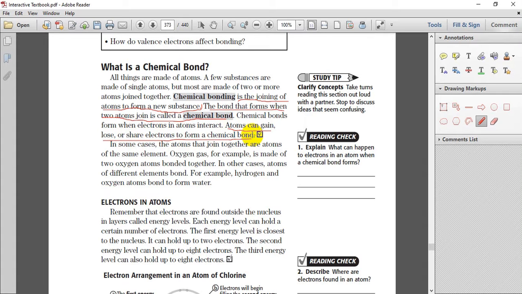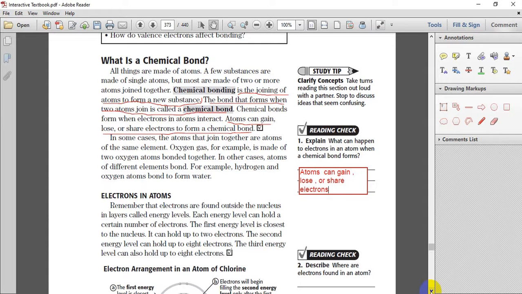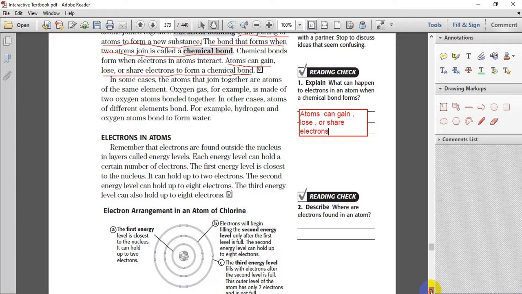Some atoms gain electrons, like the chlorine atom, they gain one. Some lose electrons, like sodium, they lose one. And some share electrons, like carbon atoms, they share electrons with oxygen. So in the first question here, explain what can happen to electrons in an atom when a chemical bond forms. The answer will be: atoms can gain or lose or share electrons to form compounds and to be stable.